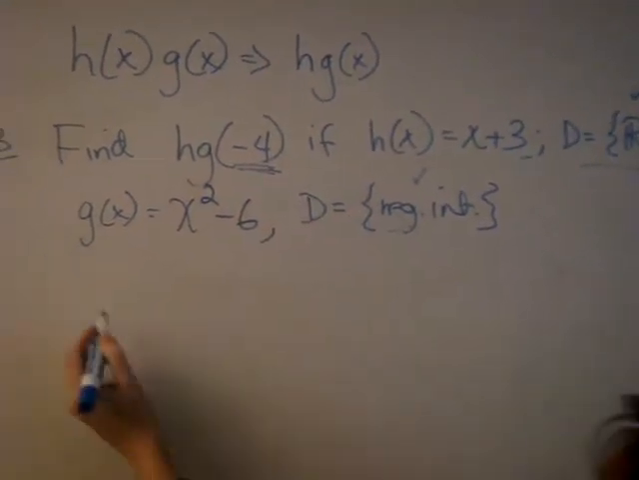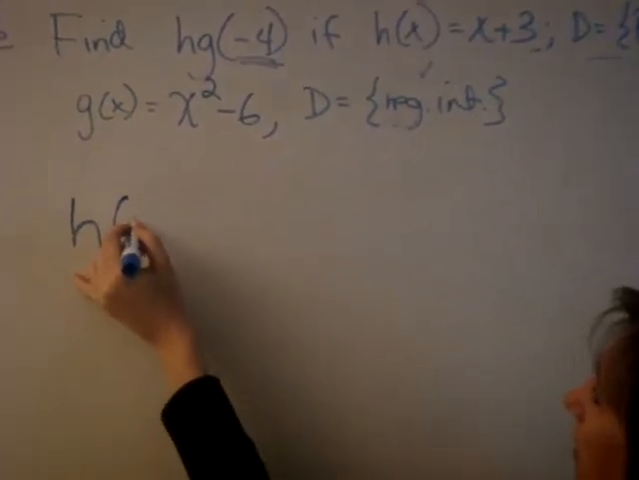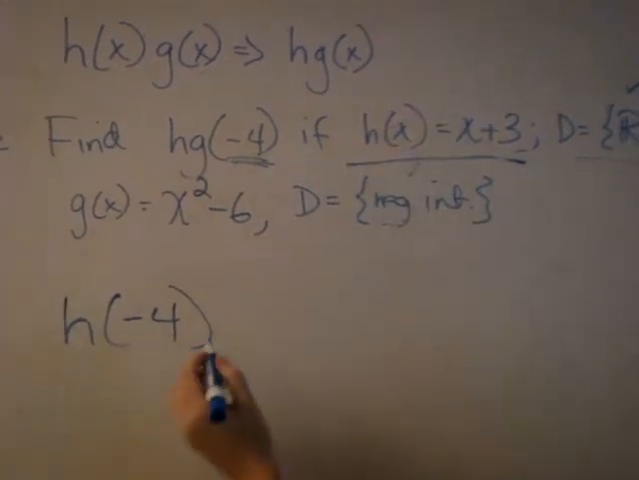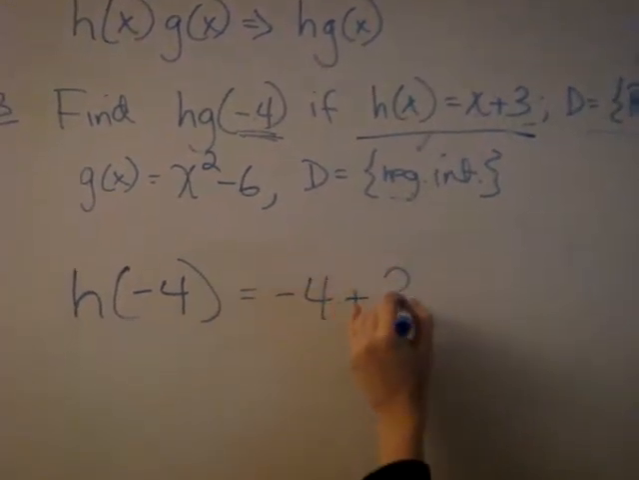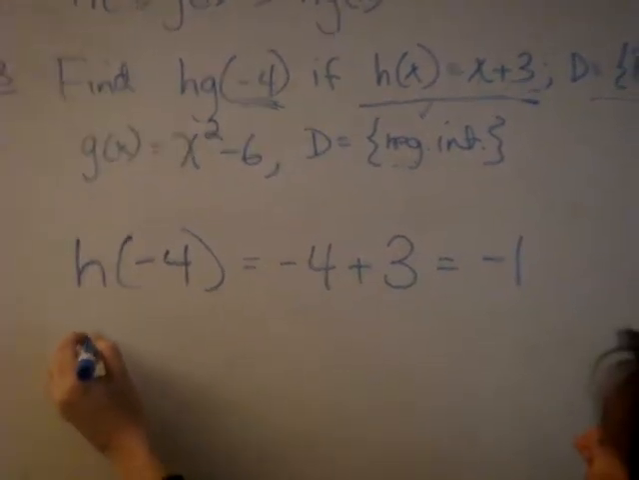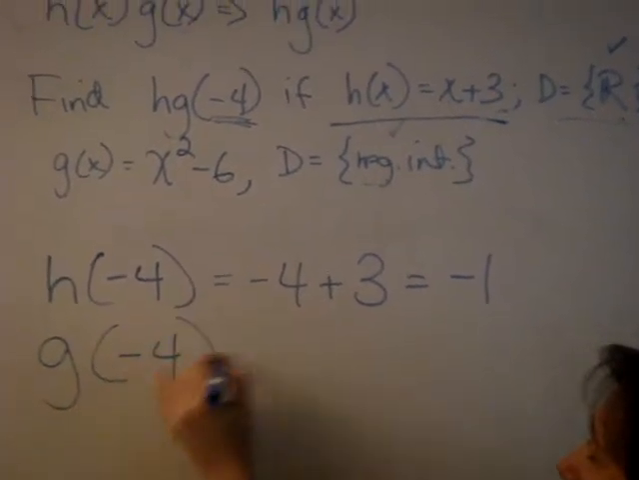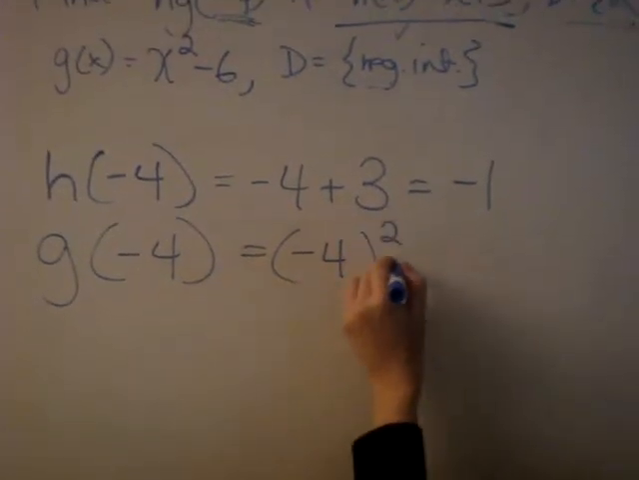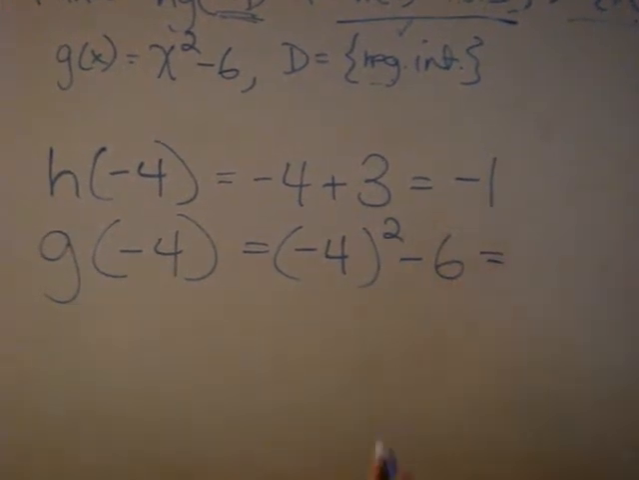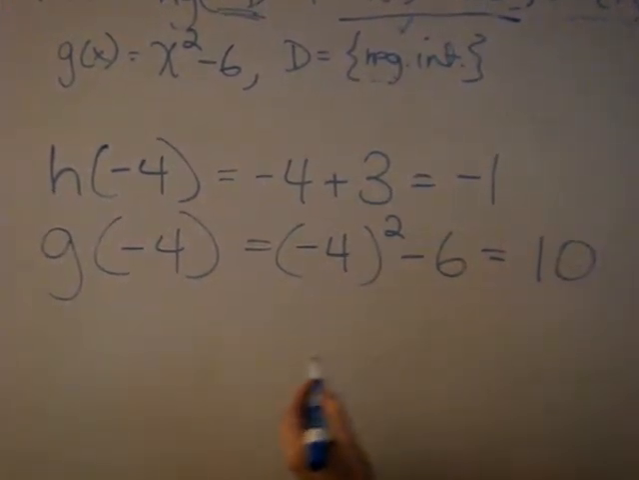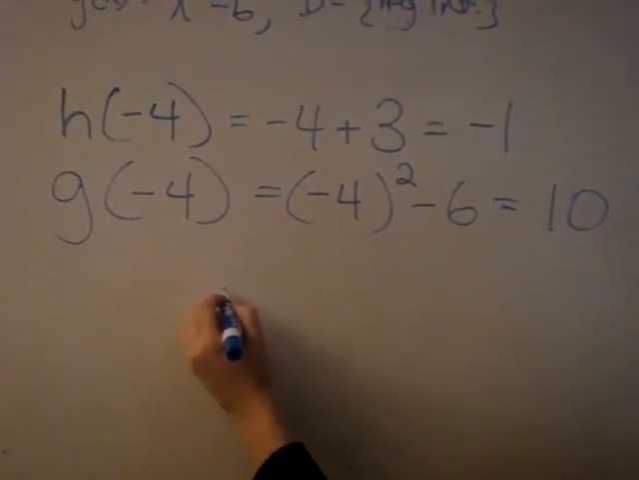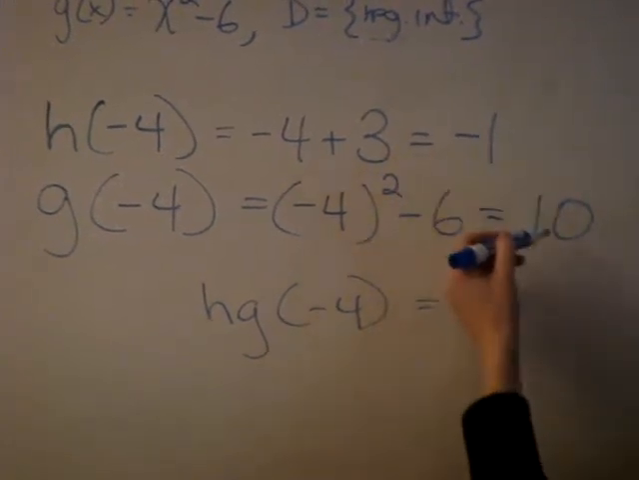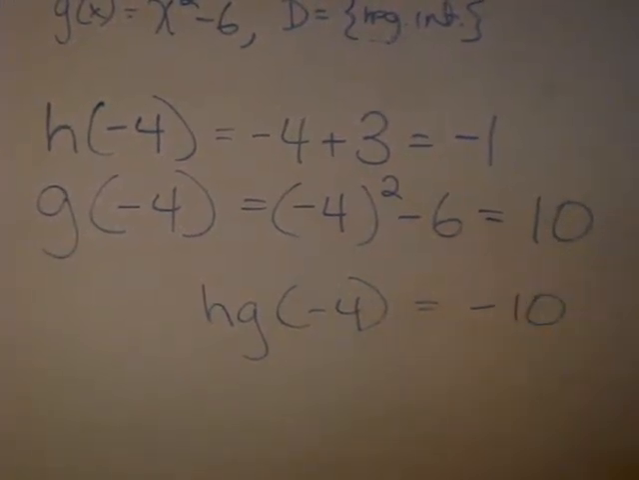So what I'm going to do is evaluate the h function when x is negative 4. So I'm just going to do the h function. I'm going to put a negative 4 in where that x is and add it. And then I'm going to evaluate the g function with negative 4 in it. So we're going to put negative 4 in where the x is. So we get negative 4 squared minus 6, and that would be 10. And if we multiply these two together, because we want h of g of negative 4, it's the same thing as multiplying the h function times the g function, so we get negative 10.